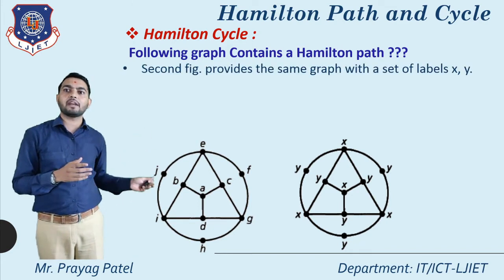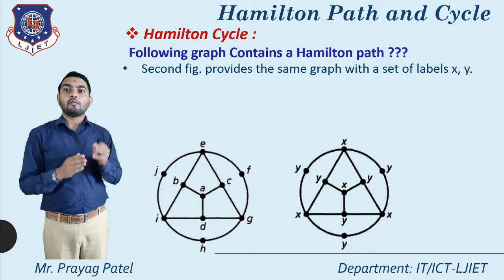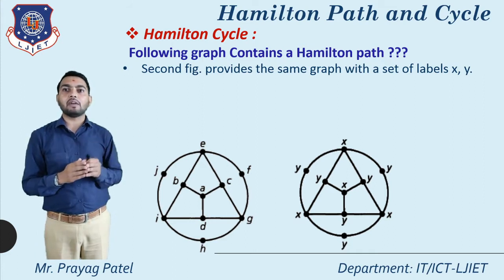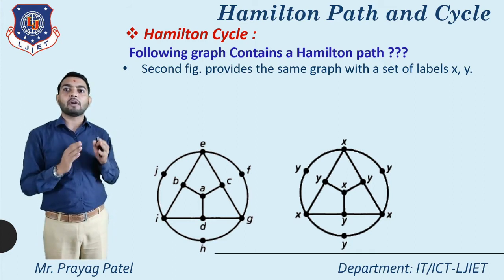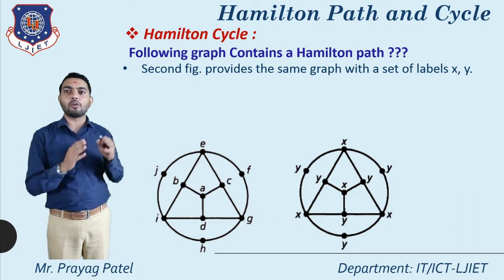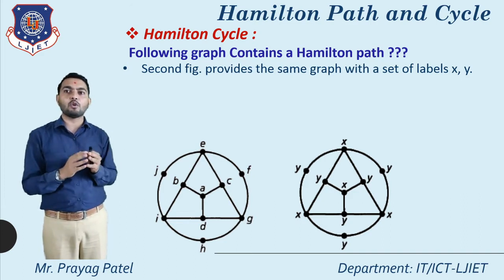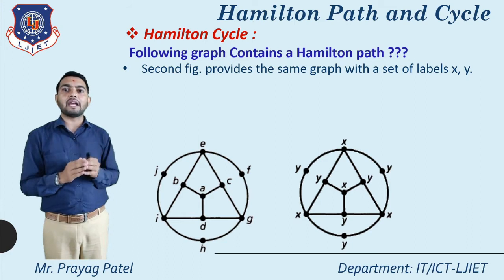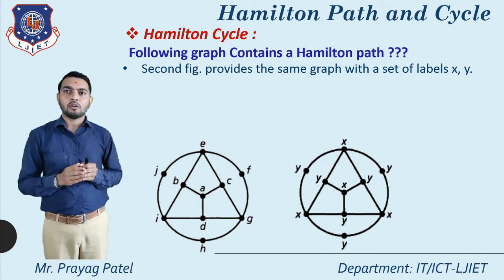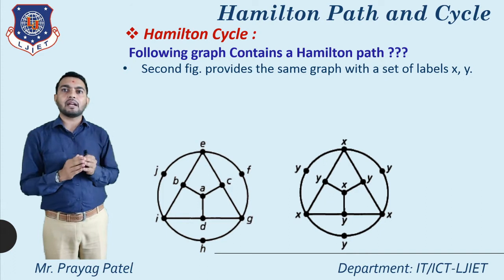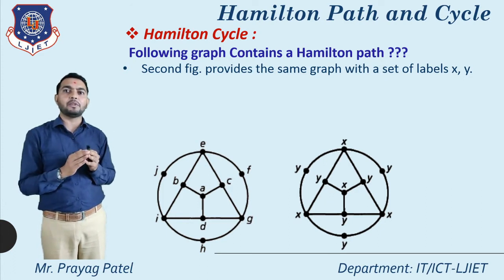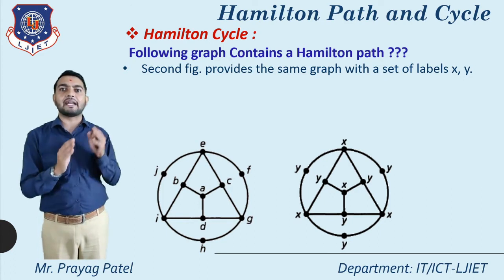Now here the first figure is a given figure. For checking the Hamilton path, we have one concept: give variable names to your graph. For each and every node, you have to give the variable name x or y. So basically, the second figure is considered as a labeling of your graph with x and y.